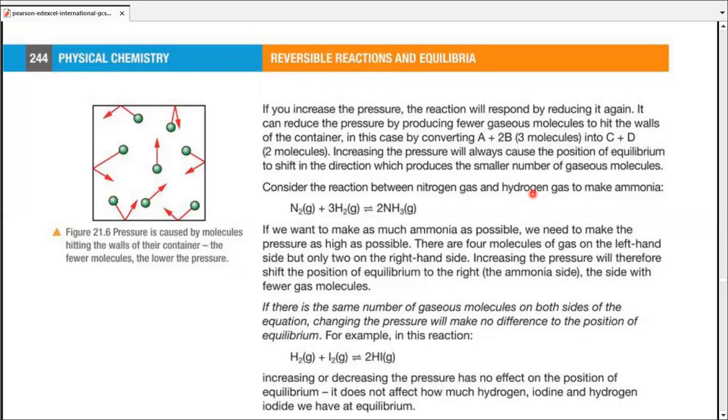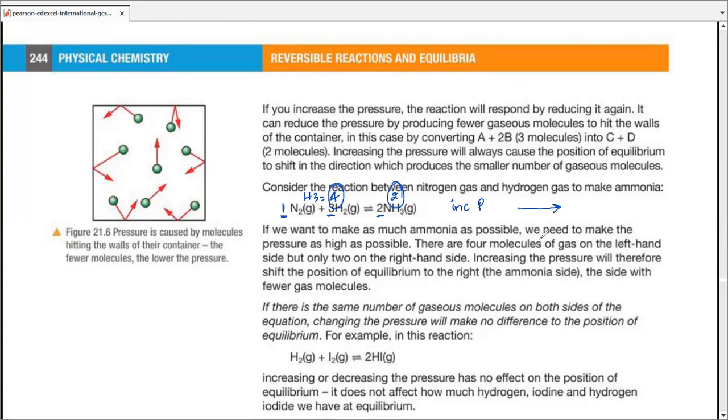So let me clarify. By taking this example, 1 mole of nitrogen reacts with 3 moles of hydrogen and forms 2 moles of ammonia. On the reactant side, you have a total of 4 moles. On the product side, you have a total of 2 moles. So there are a high number of molecules or moles over here and a lower number of molecules or moles on the right-hand side. If we increase the pressure, the reaction should shift towards the right in terms of position of equilibrium. Why? Because we have fewer molecules over there.